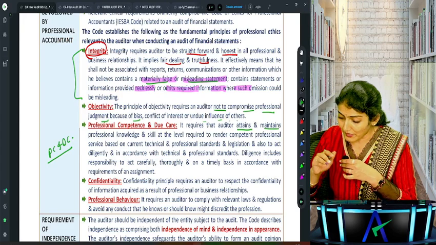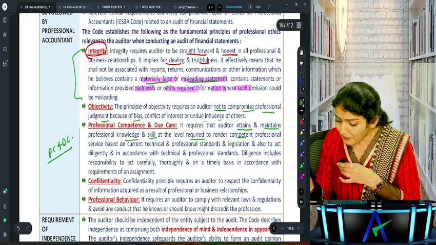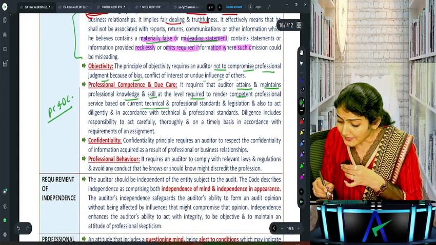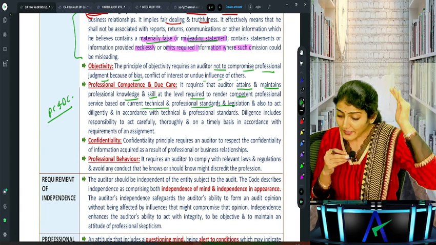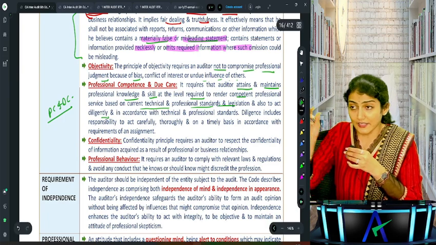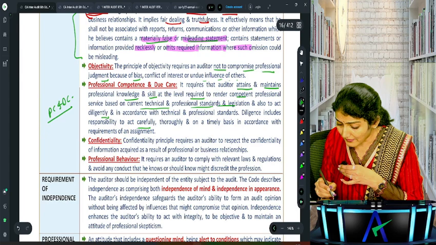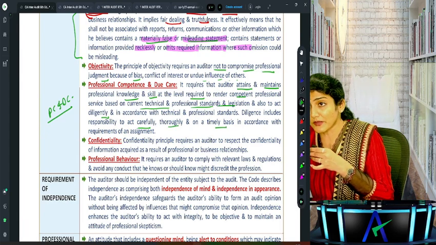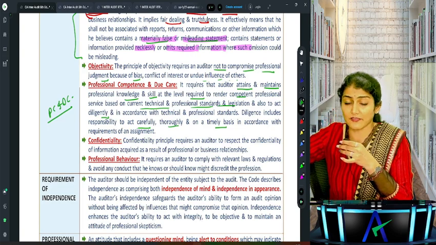So obviously you have to attain and maintain the professional knowledge and skill at the level required to render competent professional service based on current technical and professional standards. So not what was there once upon a time, right? Current technical and professional standards, and also to act diligently. Diligently means to act with due care. So again, what does it say? To act carefully, thoroughly and on a timely basis. So that's the principle of PCDC, professional competence and due care.